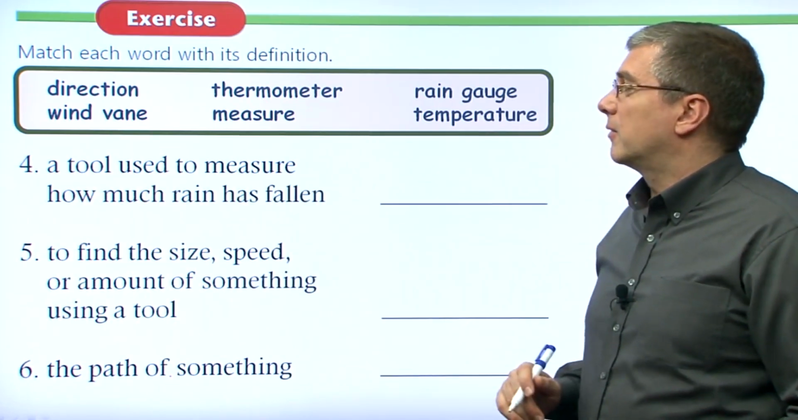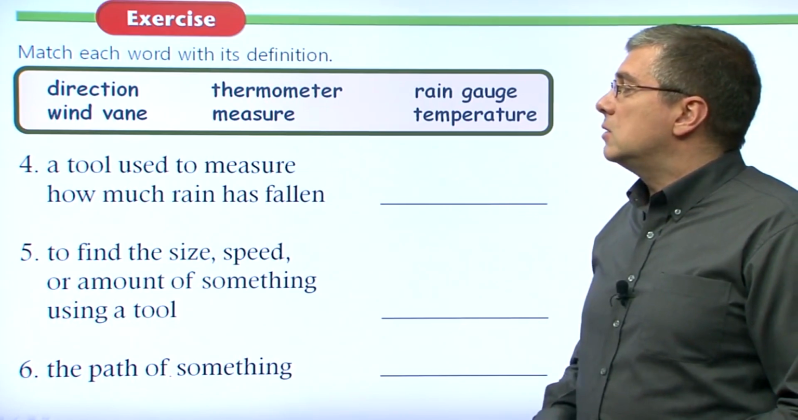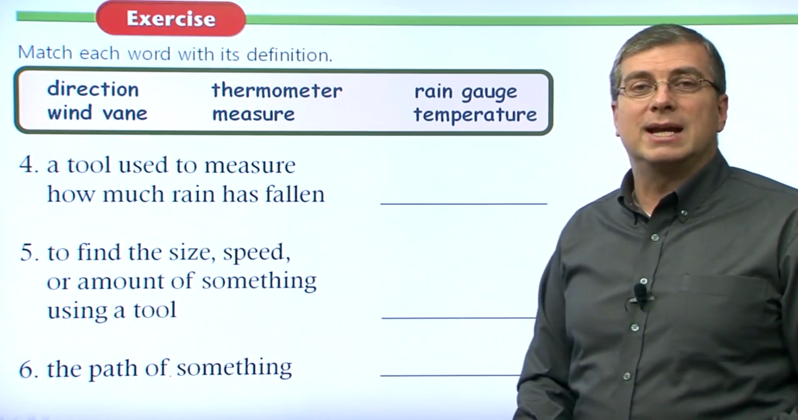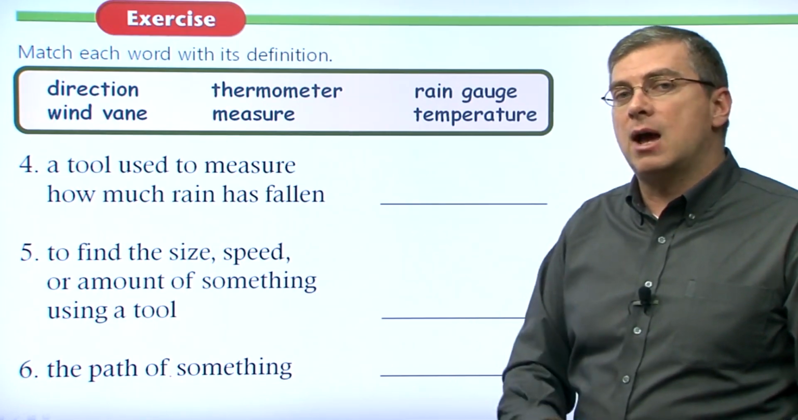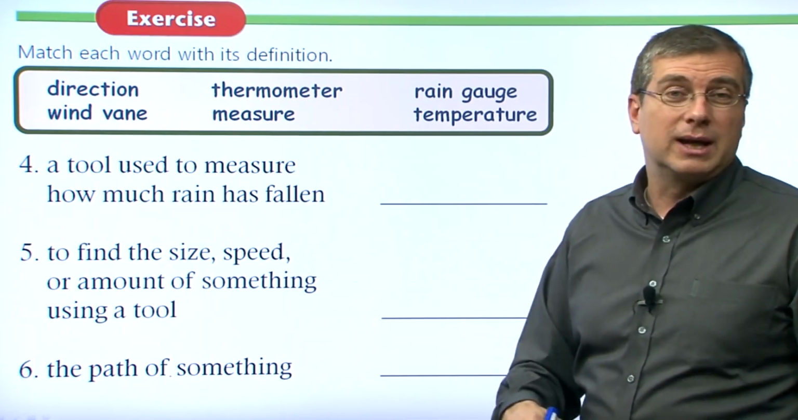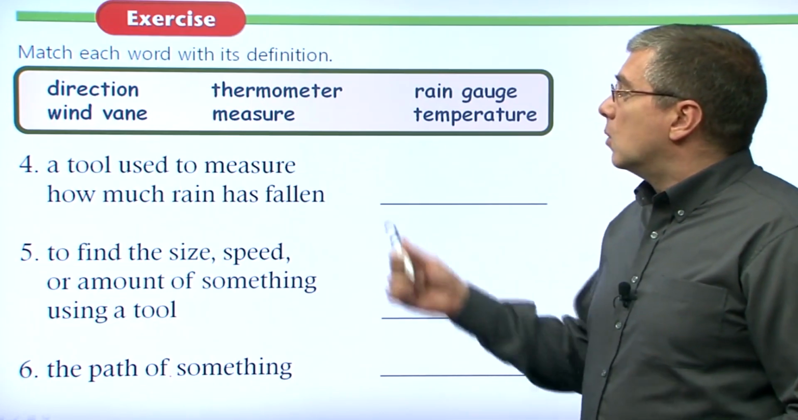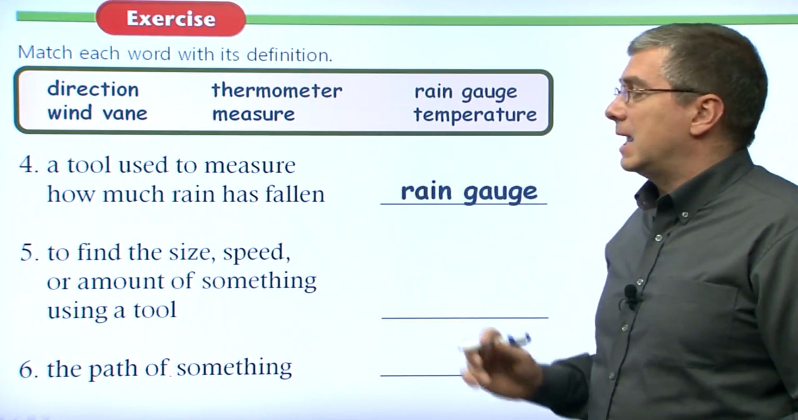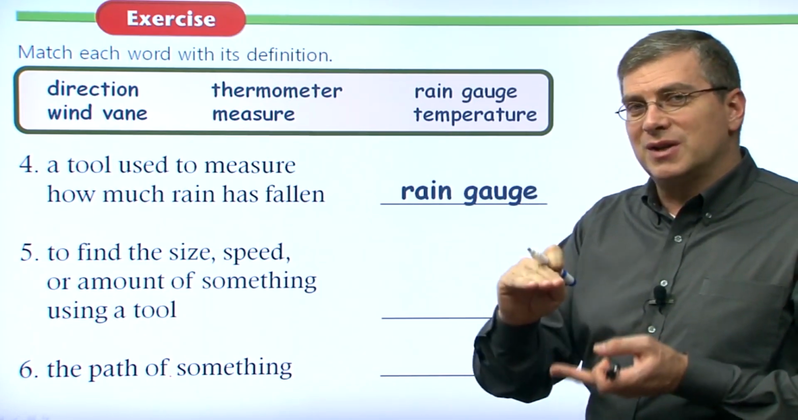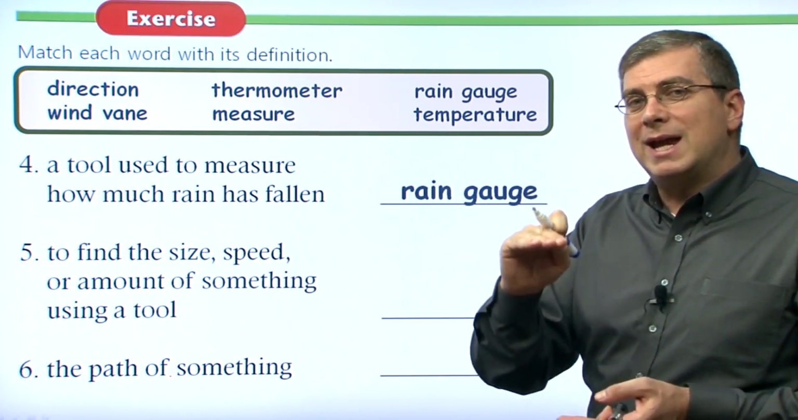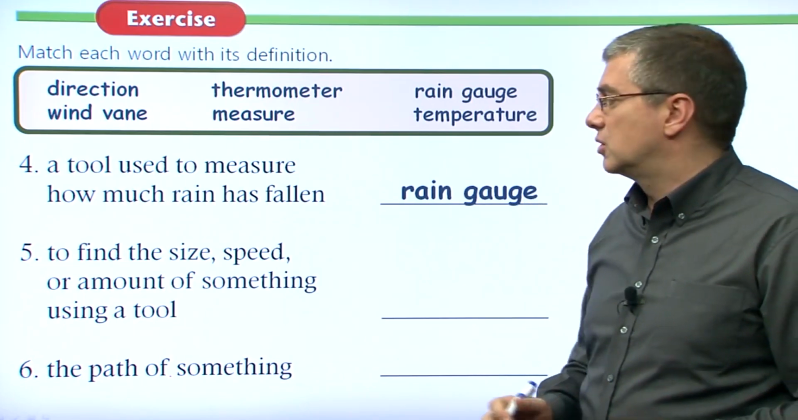Let's take a look at number 4. A tool used to measure how much rain has fallen. So we want to know the amount of rain that came down yesterday or this morning at some point. What tool is that? We use a rain gauge. A gauge is kind of a tool that measures something. It measures how much rain there is, a rain gauge.